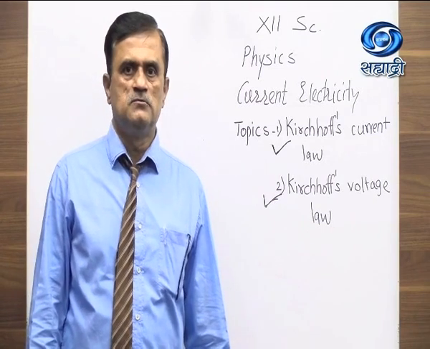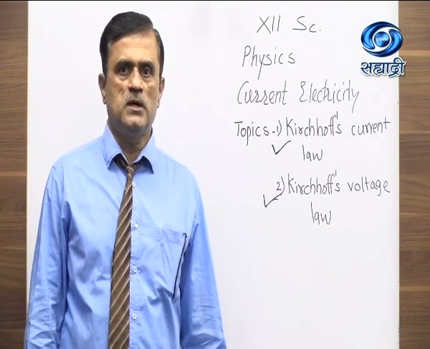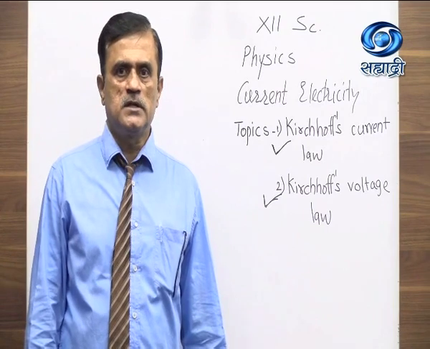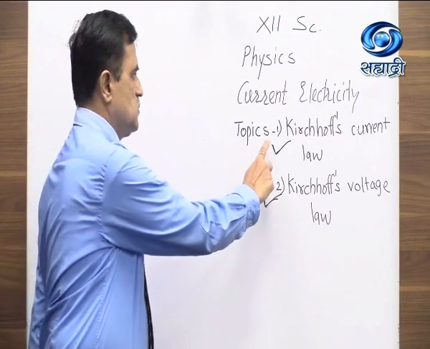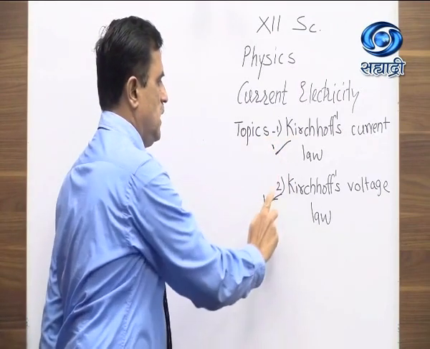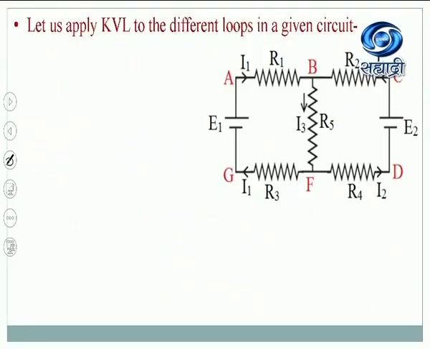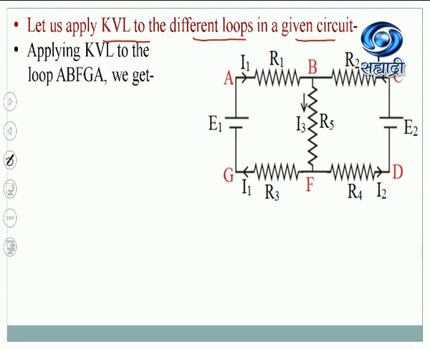In the previous lecture, we have studied the introductory part of the current, electricity, and the two laws, that is Kirchhoff's current law and voltage law. Last lecture we had seen how the sign conventions are used. Now we shall apply Kirchhoff's voltage law to the different loops in a given circuit. So the circuit is given, we shall try to apply Kirchhoff's voltage law.